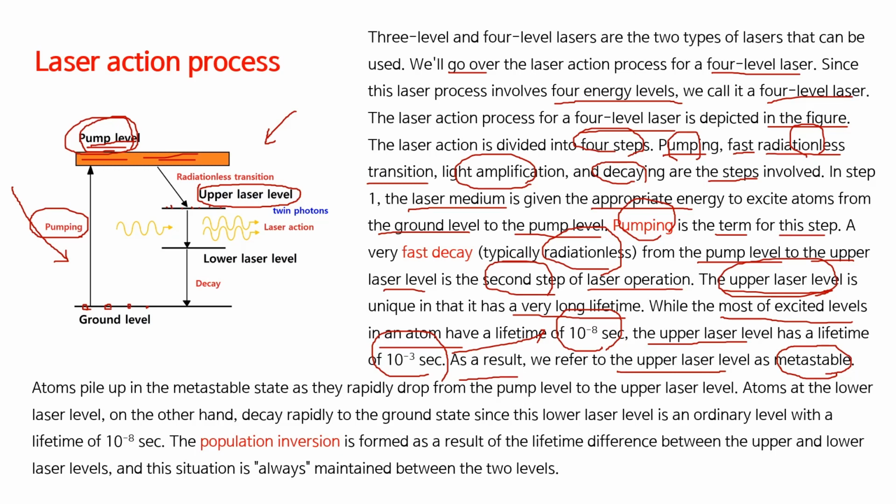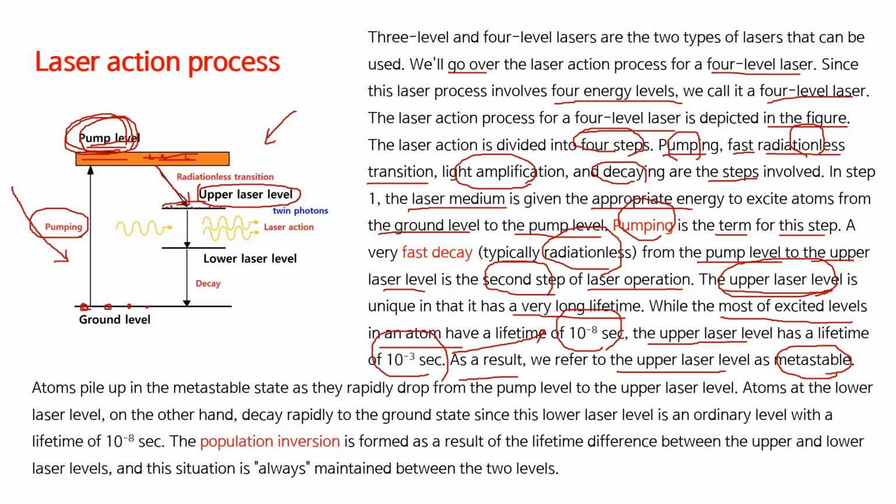So once the atoms move to this pump level by external energy, the atoms immediately drop to the upper laser level, because the pump level is an ordinary excited state, and its lifetime is just 10 to the minus 8 seconds. So the atoms here in the pump level instantly move to the upper laser level.